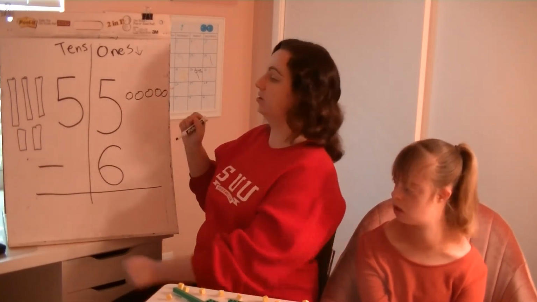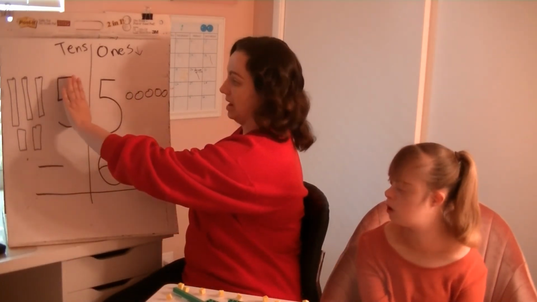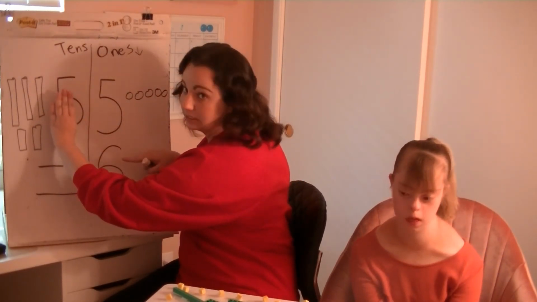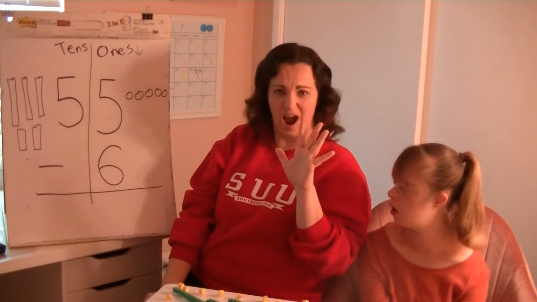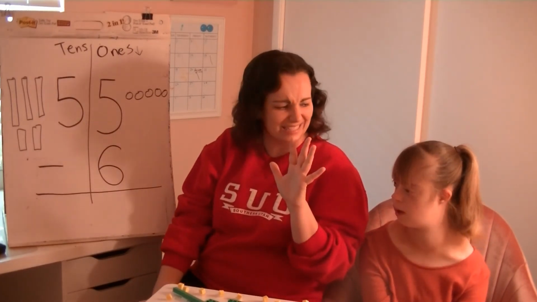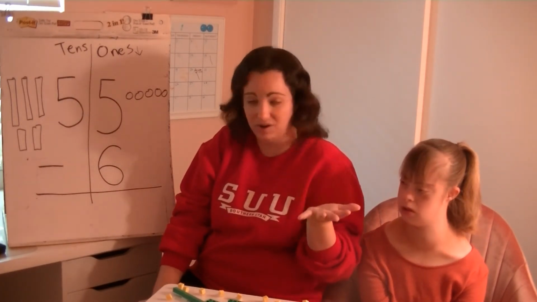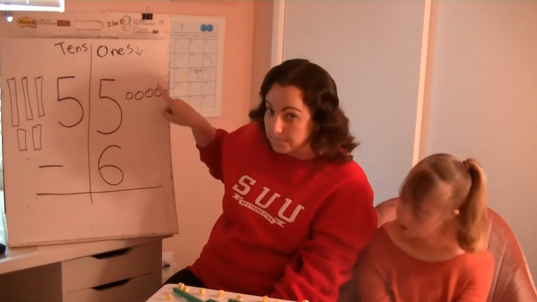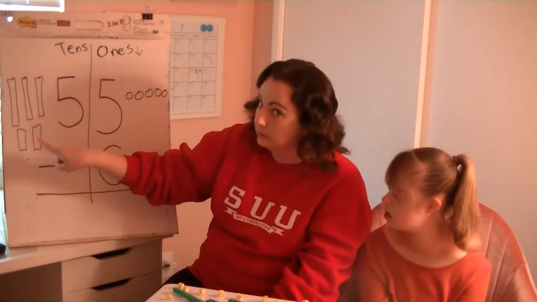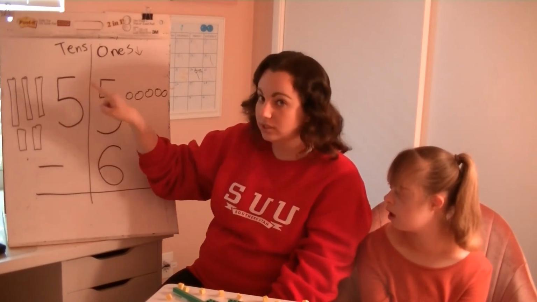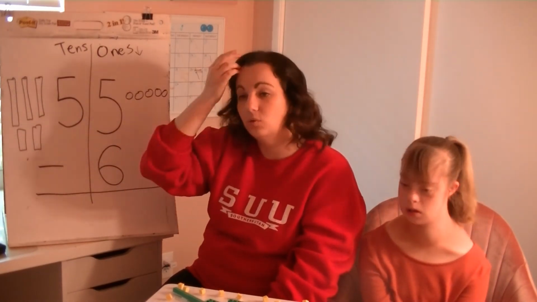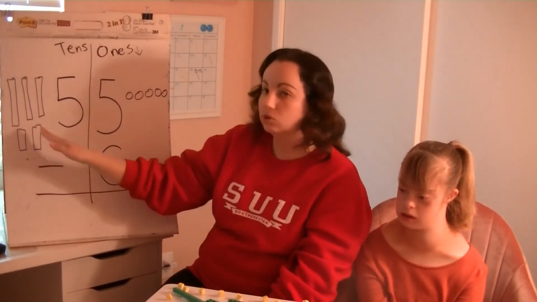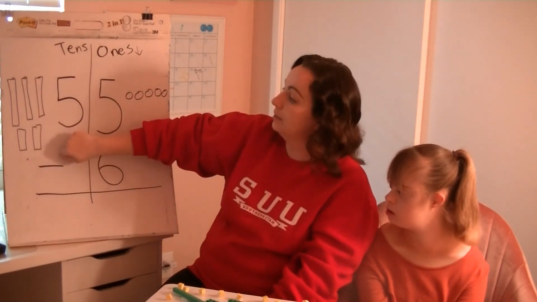Now, like you said, we're going to start on the 1s side. 5 take away 6. Can I do 5 take away 6? No, I don't have enough. So, where do I need to go? I need to go next door to the 10s. Hopefully that's what we're thinking about. If not, we'll keep practicing, okay? Go next door to the 10s side.